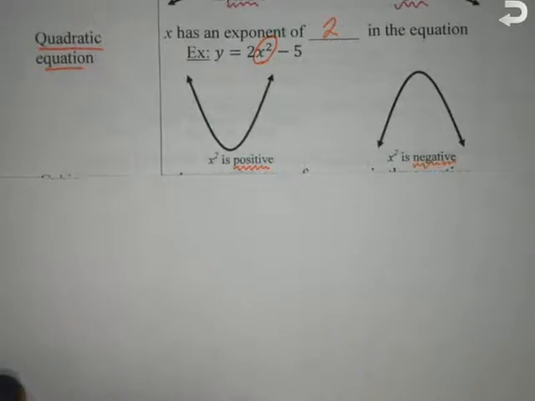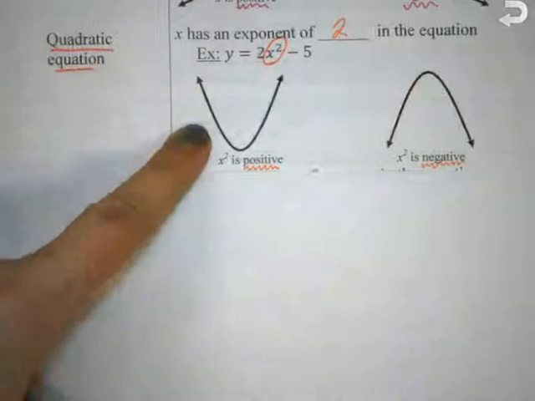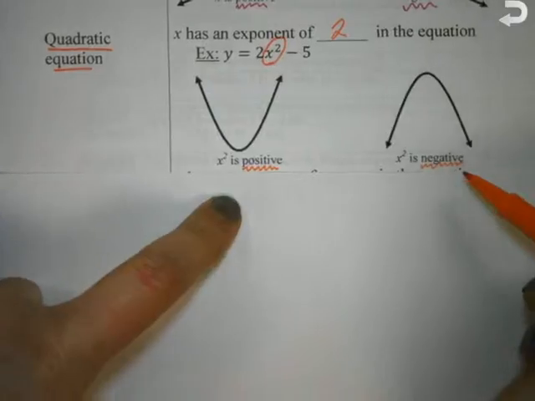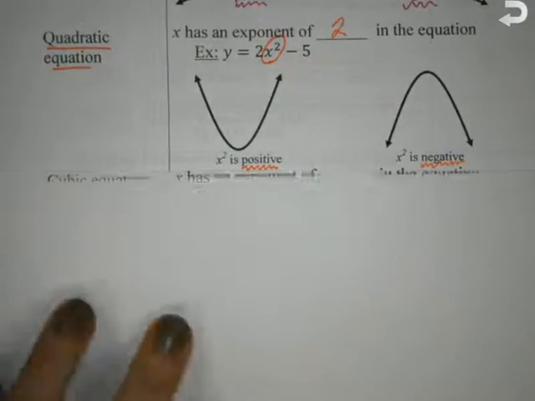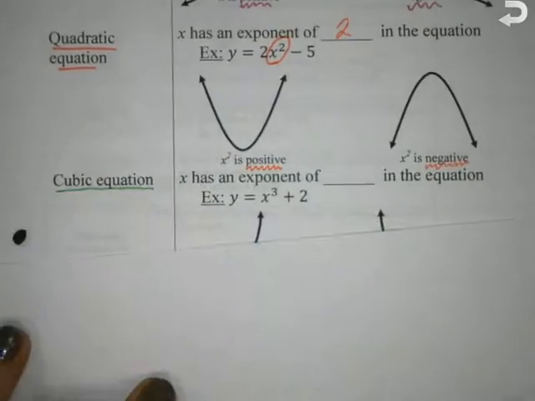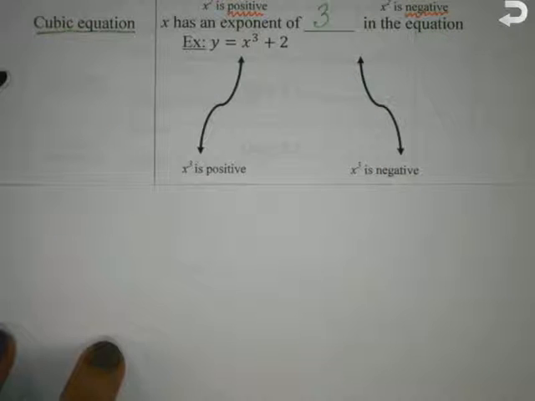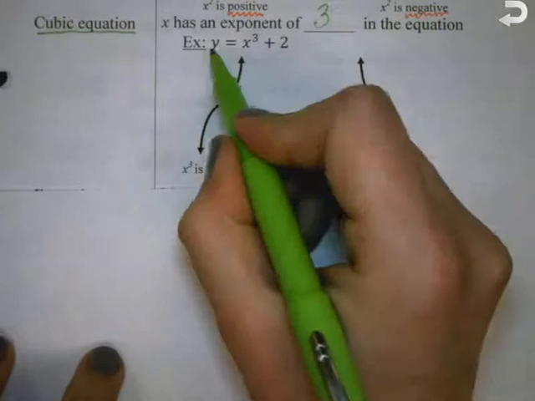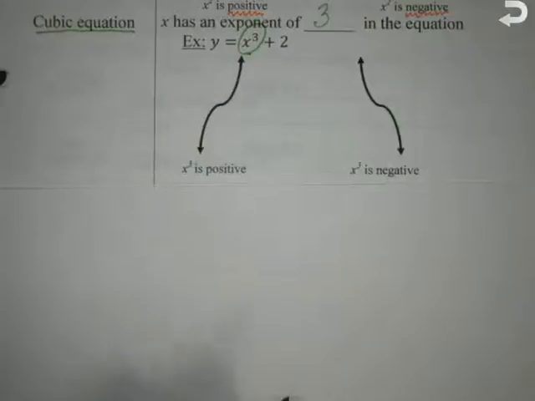It's basically the same as the lines. If x squared is positive, it's going up. If x squared is negative, it's going down. Same idea for the cubic equation. What do you think the exponent there is going to be? 3. If x has an exponent of 3, for example, y equals x to the third, or how else do we call that? x cubed plus 2. That's called a cubic equation.